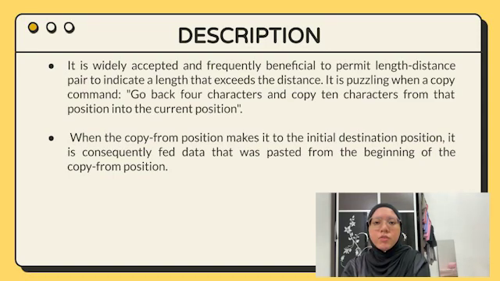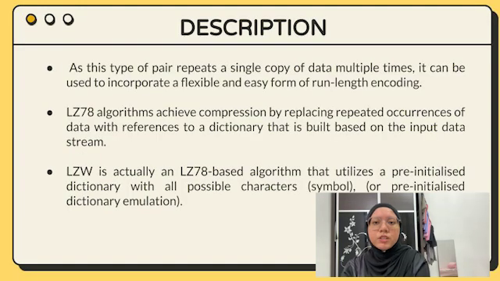When the copy from position reaches the initial destination position, it is consequently fed data that was passed from the beginning of the copy from position. The operation is thus equivalent to the statement: copy the data you were given and repetitively paste it until it fits. As this type of pair repeats a single copy of data multiple times, it can be used to incorporate a flexible and easy form of run length encoding.